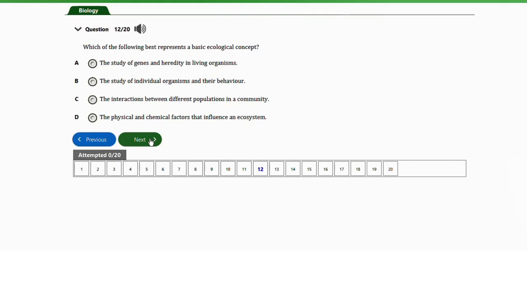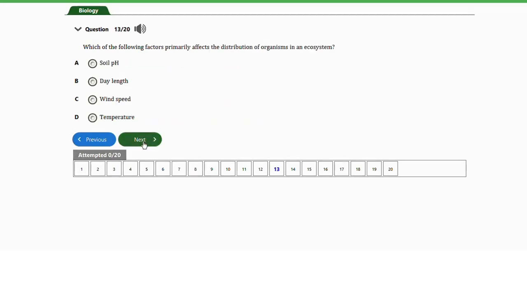So the question says, which of the following best represents a basic ecological concept? So guys, the answer to this question is option C, the interaction between different populations in a community. A basic ecological concept focuses on the interaction between the different populations in a community. Let's look at the next question, guys, and that's question number 13.